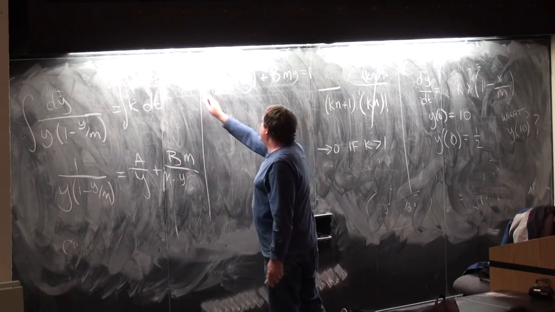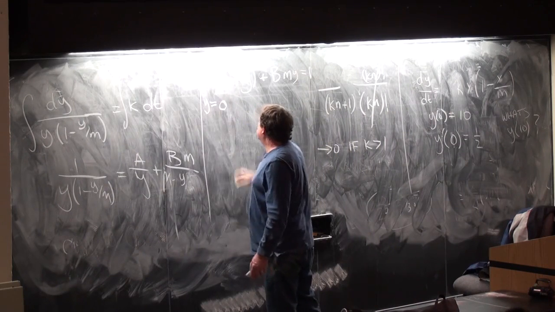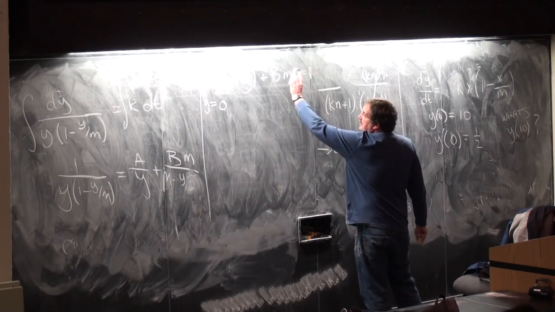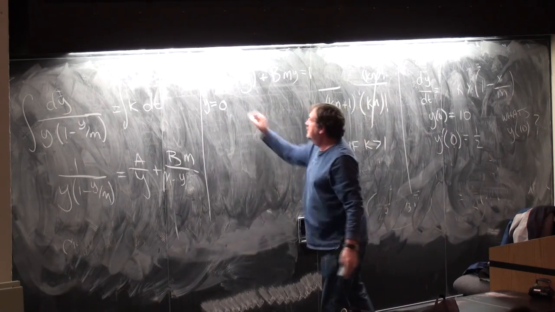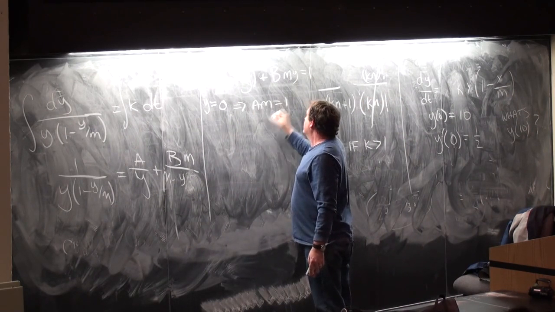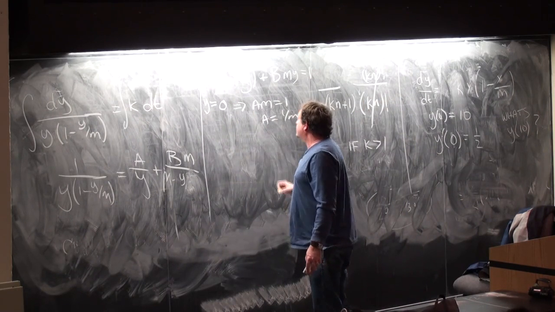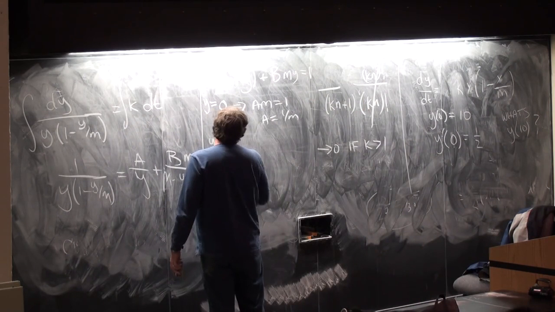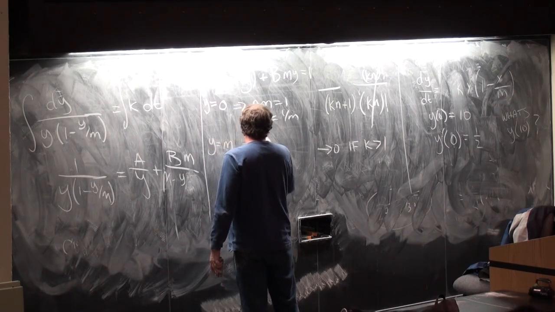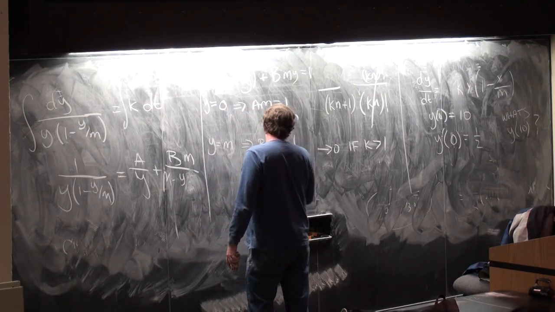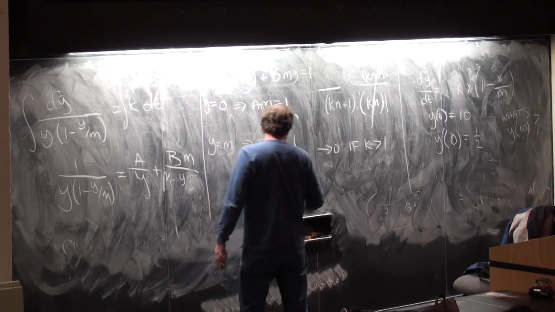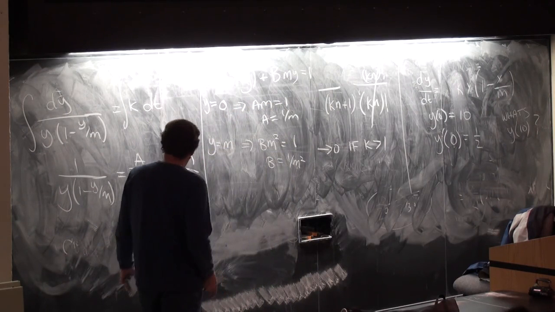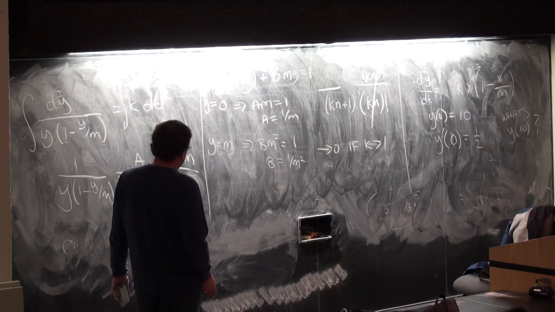Okay, so if y equals, how about y equals 0 first? If y equals 0, then we see that am equals 1. So a is 1 over m. And if y equals m, then we have bm squared is 1, so b is 1 over m squared. Something's wrong here. What did I do wrong? One of the signs should be negative.